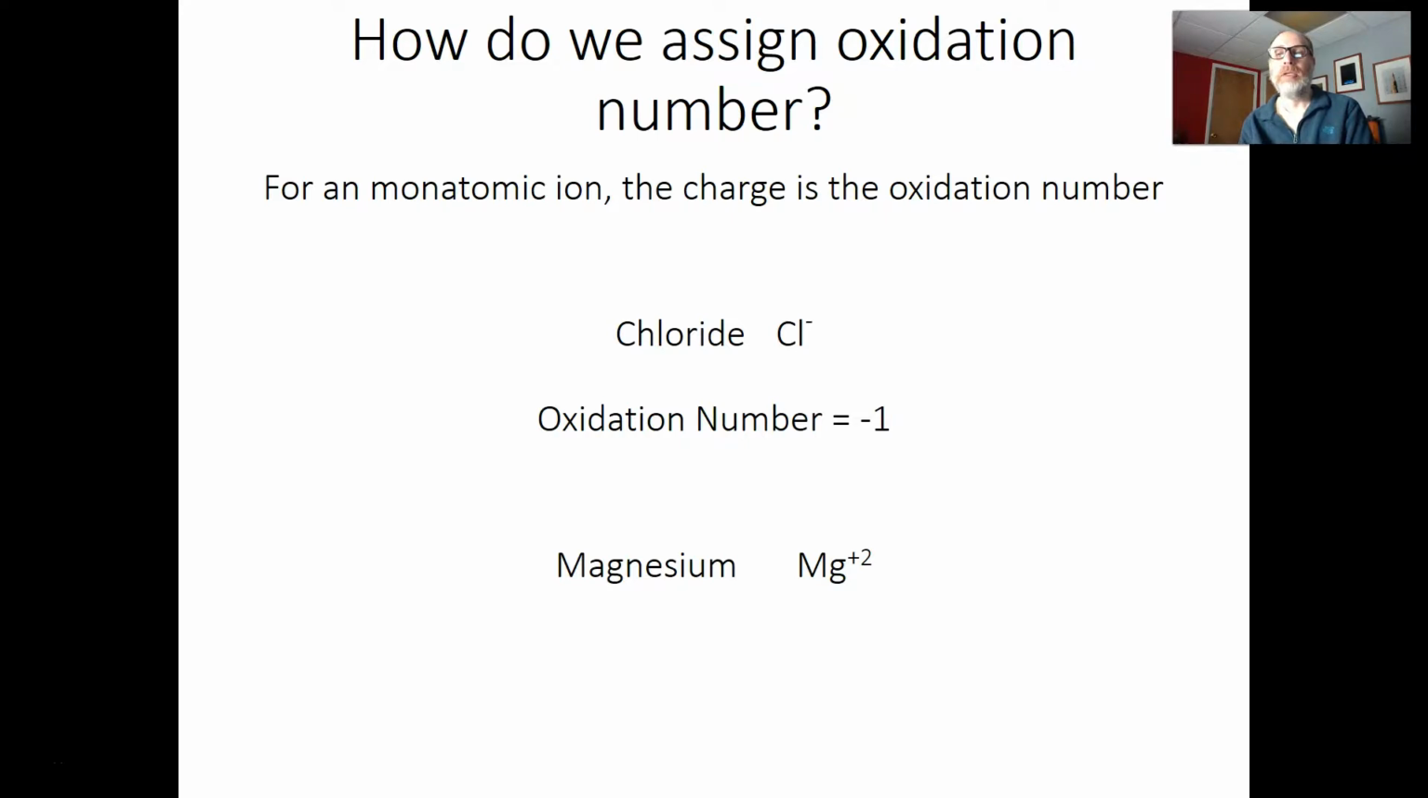All right, monatomic ions only. Polyatomics, all bets are off. In a polyatomic, every different element in that polyatomic ion is going to have its own oxidation number. Magnesium, +2. +2 is the charge, +2 is the oxidation number. So if you see a monatomic ion, charge is oxidation number.